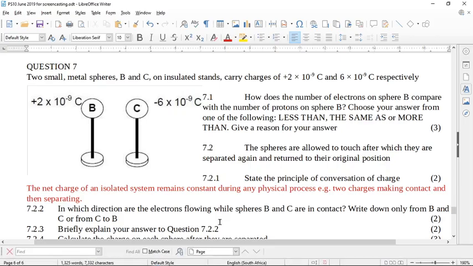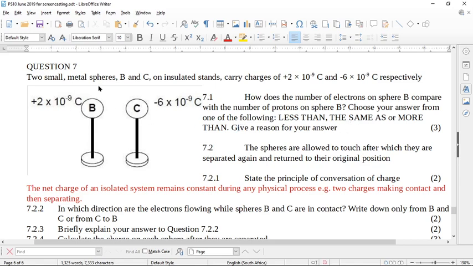Okay, this is question 7 from the Limpopo June 2019 question paper. Two small metal spheres B and C on insulated stands carry charges of plus 2 times 10 to the negative 9 coulombs and minus 6 times 10 to the negative 9 coulombs respectively. How does the number of electrons on sphere B compare with the number of protons on sphere B? Choose your answer from one of the following: less than, more than, the same, whatever. Give a reason for your answer.